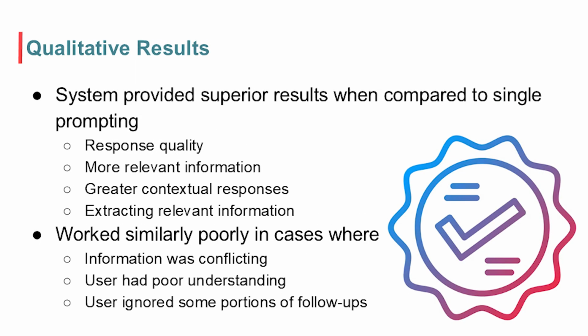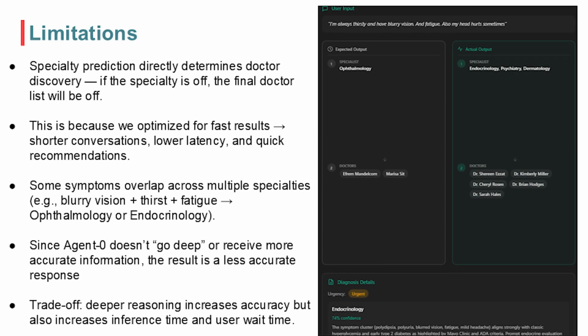As for the qualitative, we compared against current models and single prompting, and we noticed an increase in response quality, relevant information, and contextual responses. It was superior in extracting relevant information, though it did work similarly poorly where information provided by the user was conflicting. Some limitations were, of course, when the symptoms were spread across different diagnoses, which affects Agent 0, which does not delve too deep as we wanted to optimize for time efficiency.